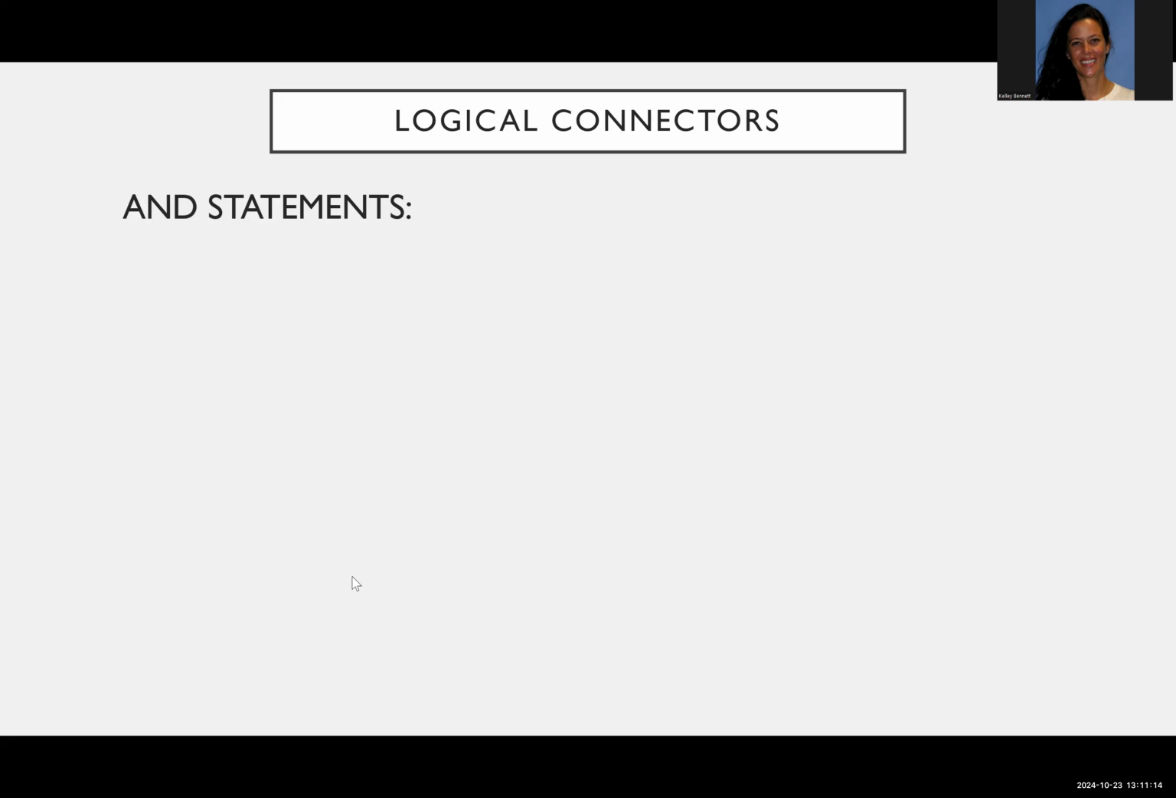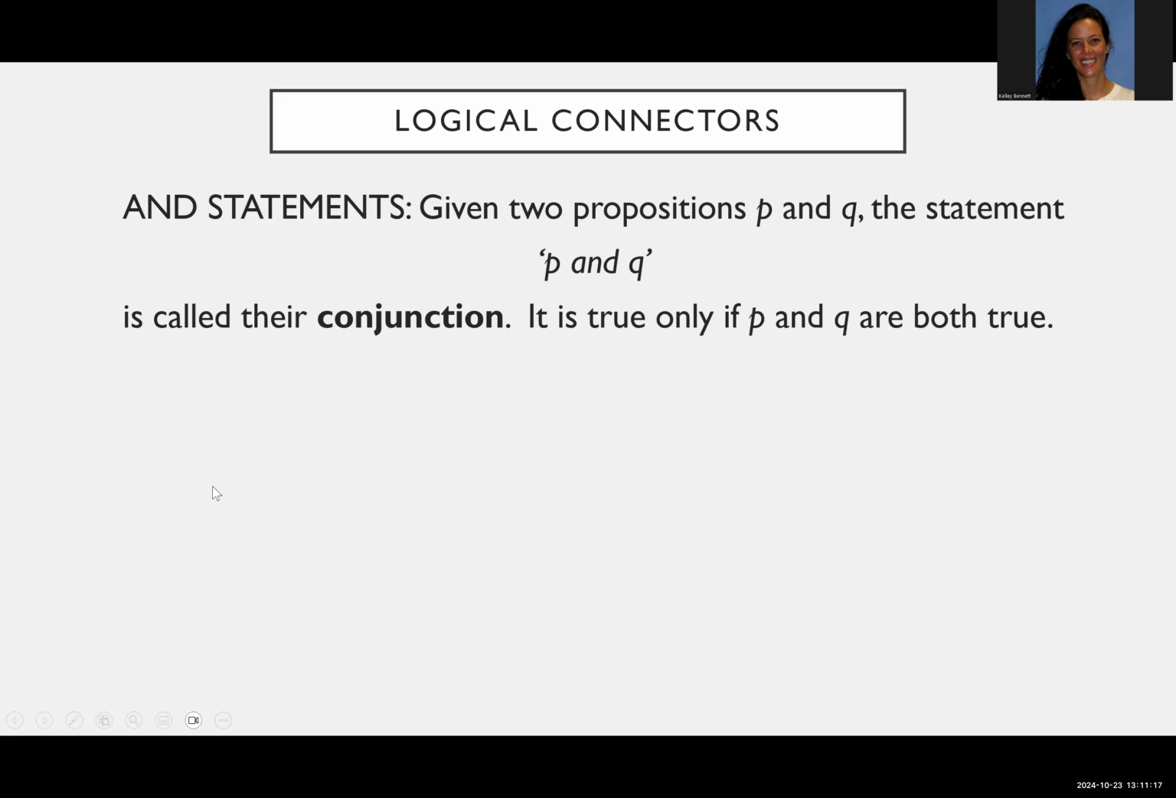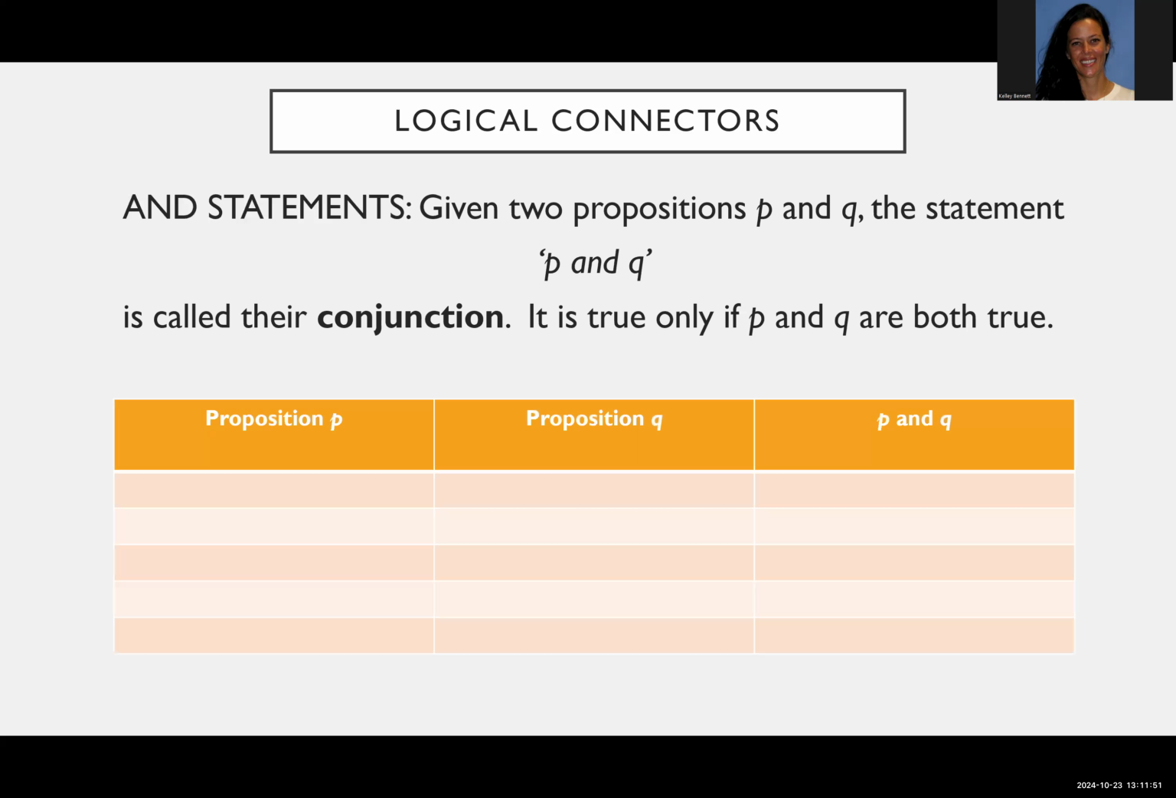So an "and" statement is when you're given two propositions, P and Q, you could form a statement "P and Q". And this is called their conjunction. When we're talking about logic, we're really concerning ourselves with whether or not something is true. So we've talked about whether or not a proposition is true, and now we're going to talk about whether a conjunction of two propositions is true. And so here we'll find out that it's only true if P and Q are both true, but let's look at a truth table to kind of see this for ourselves.